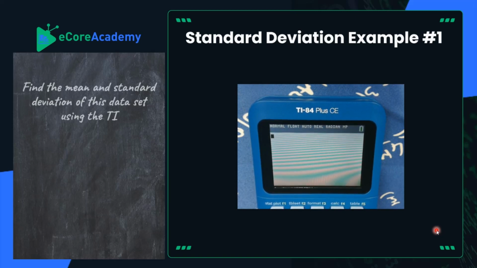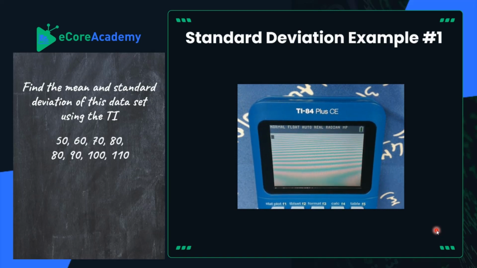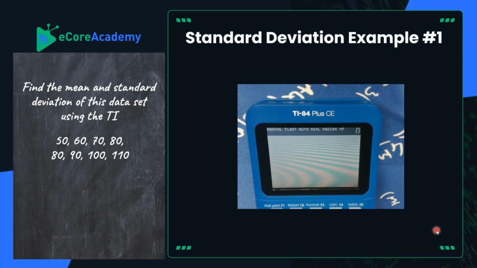So let's get right into the problem. The problem is we're being asked to find the mean and standard deviation of this given data set using this TI calculator. Here's the data set. We have 8 points: 50, 60, 70, 80, 80 again, 90, 100, and 110. So we're going to use these data points and we're going to find the standard deviation and the mean using the TI calculator.